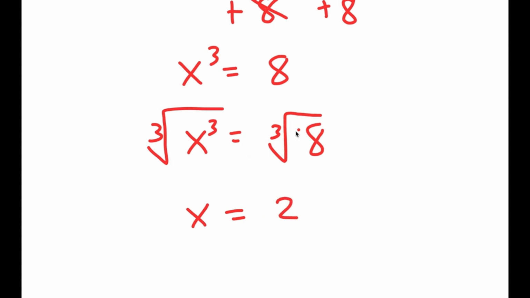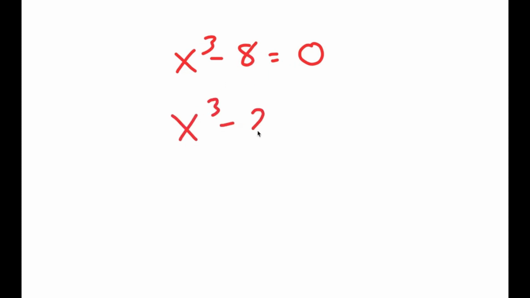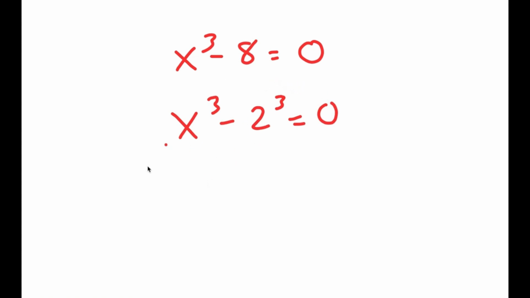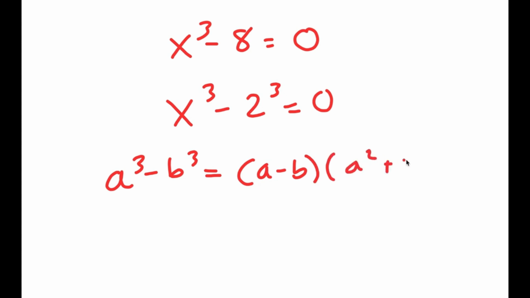But actually, there is more than one solution to this equation. So I'm going to rewrite my equation here, x to the power of 3 minus 8 equals 0. And now I'm going to rewrite 8 as 2 to the power of 3. So I get x to the power of 3 minus 2 to the power of 3 is equal to 0. And then now I'm going to use the formula a to the power of 3 minus b to the power of 3 is equal to a minus b times a squared plus ab plus b squared.